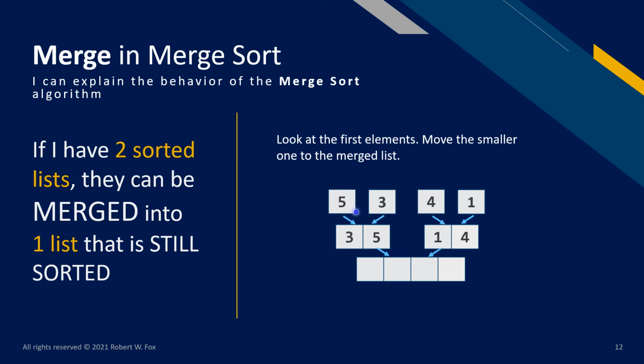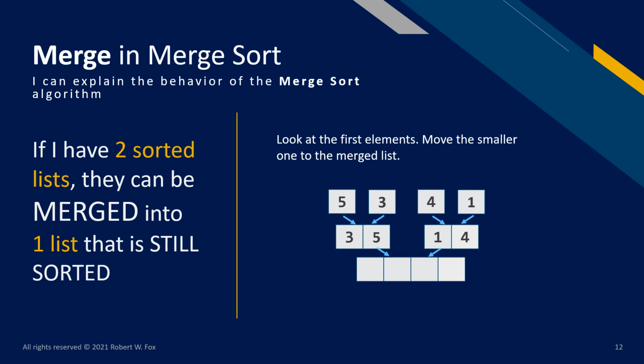So 5 and 3 merges to 3, 5, which is sorted, and 4, 1 merges to 1, 4, which is sorted. And now I have two sorted lists, 3, 5 and 1, 4, and I can now merge those into one list that is still sorted. So how do I do it?